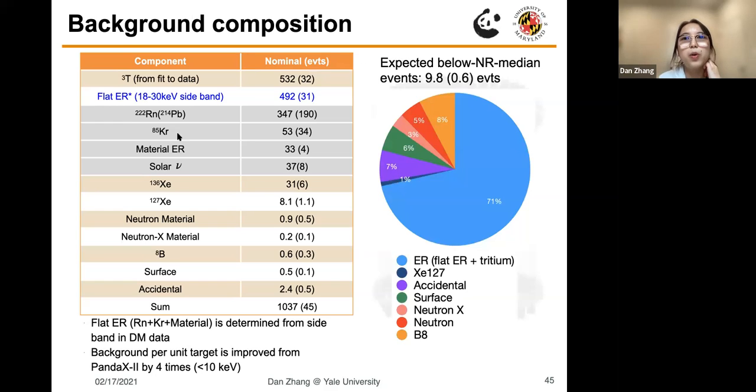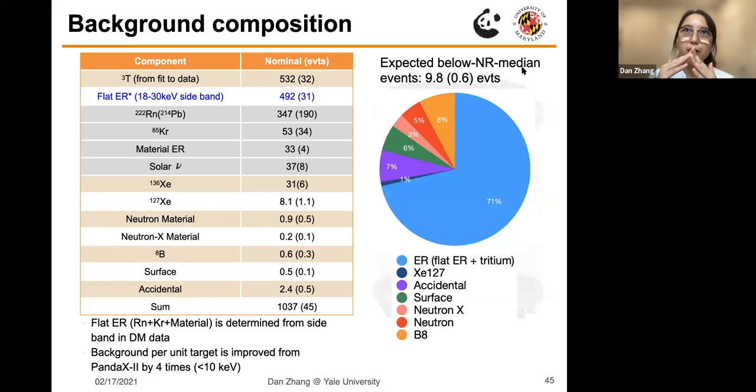So here is a total budget summary of the background in our commissioning run. Instead of using a lot of individual estimations for the ERs, we actually use a sideband estimated ER because it gives us a smaller uncertainty. Most of the backgrounds I have discussed before, except xenon-136, which has an ER spectrum and a non-negligible contribution to our background. And boron-8 coherent nuclear scattering will also show up in the search window, with a negligible amount in the background budget.